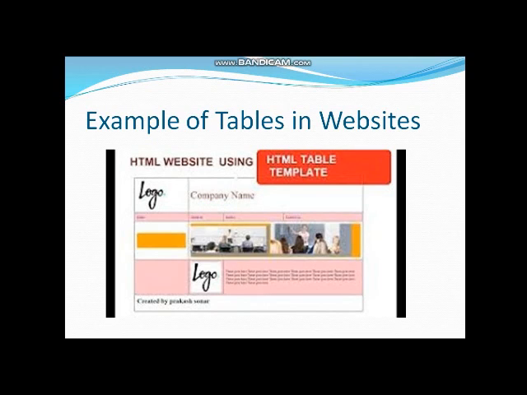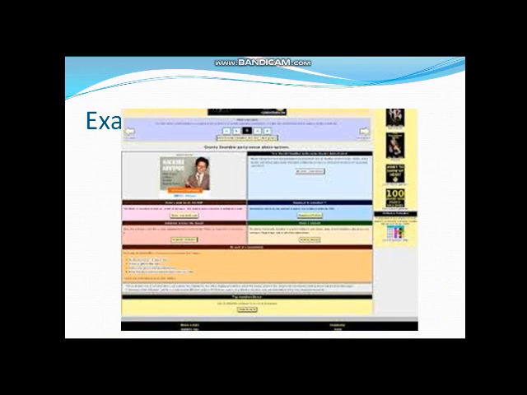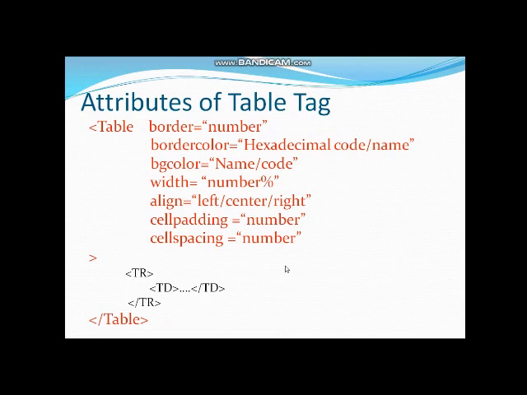Now these are the example of tables in website. You all have seen websites where tables are there. So this is your example, like logo is there, company name is there, then the features are written there, images are inserted. So this type of table we can create in HTML. Okay. Now this is again the example 2. This type of table can also be created in HTML. Again, this is the example of table where different things are written in different boxes.